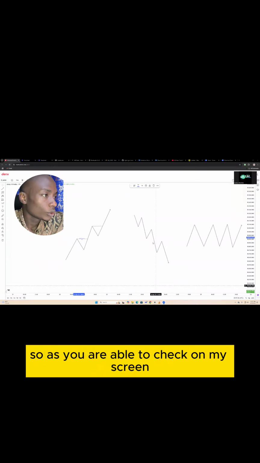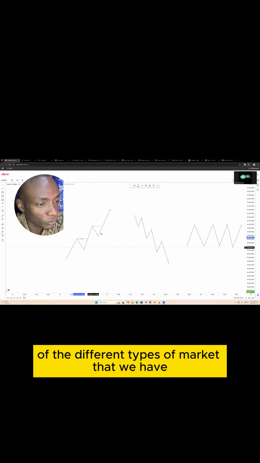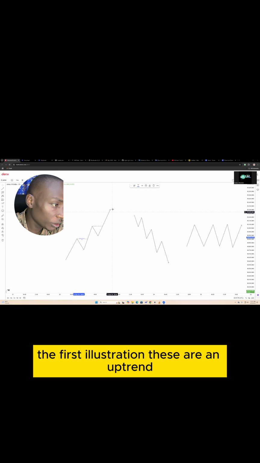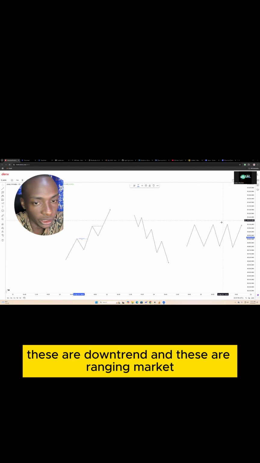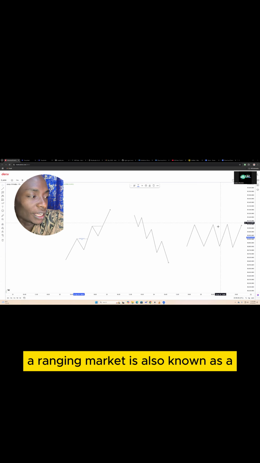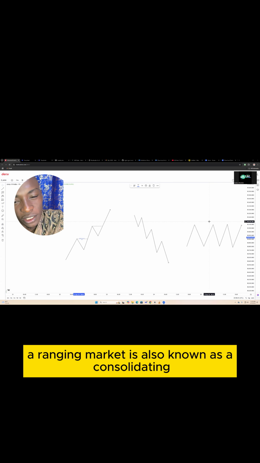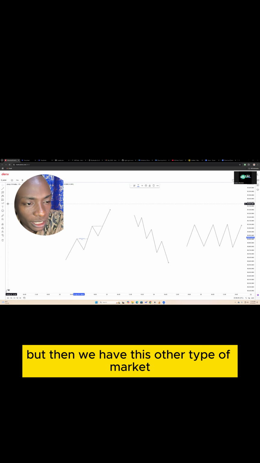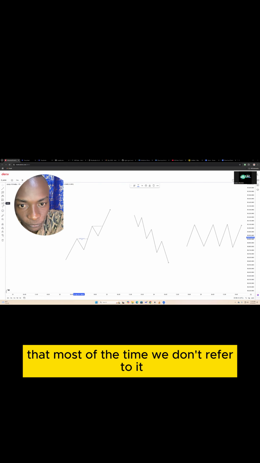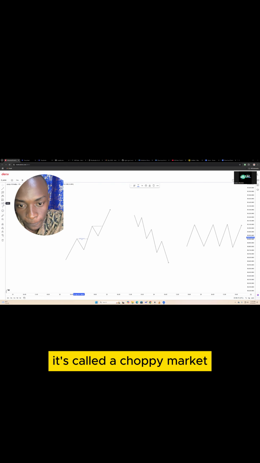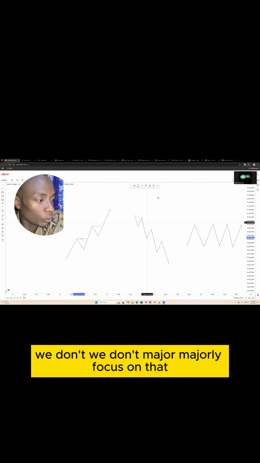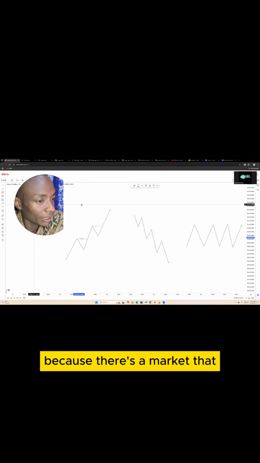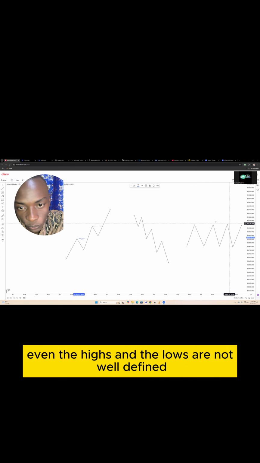Let's get started. As you can see on my screen, this is an illustration of the different types of market that we have. The first illustration is an uptrend, this is a downtrend, and this is a ranging market. A ranging market is also known as a consolidating market. It's either consolidation or a ranging market. But then we have this other type of market that most of the time we don't refer to. It's called a choppy market, but we don't majorly focus on that because this is a market where even the highs and the lows are not well defined.